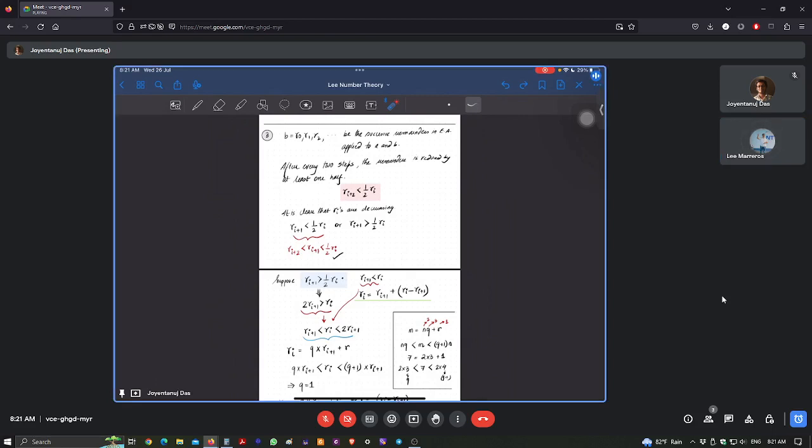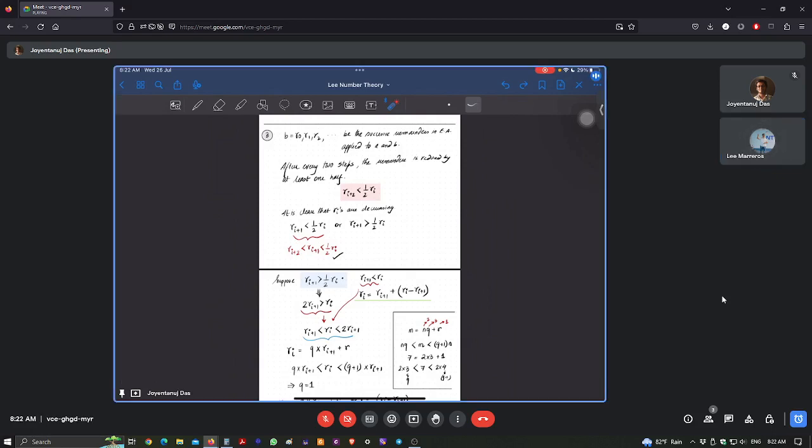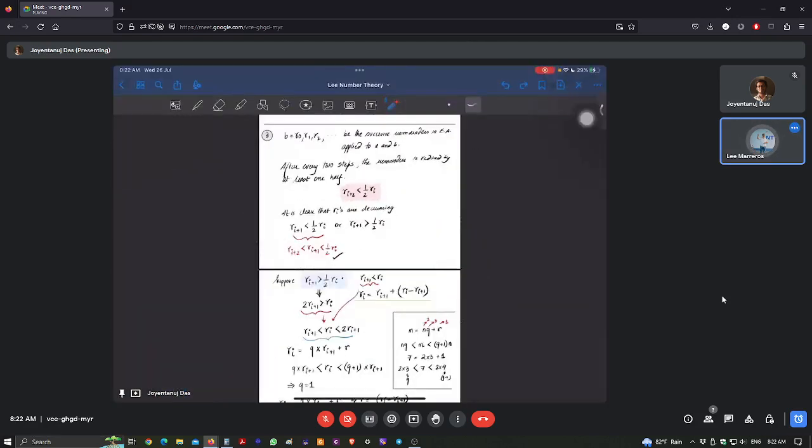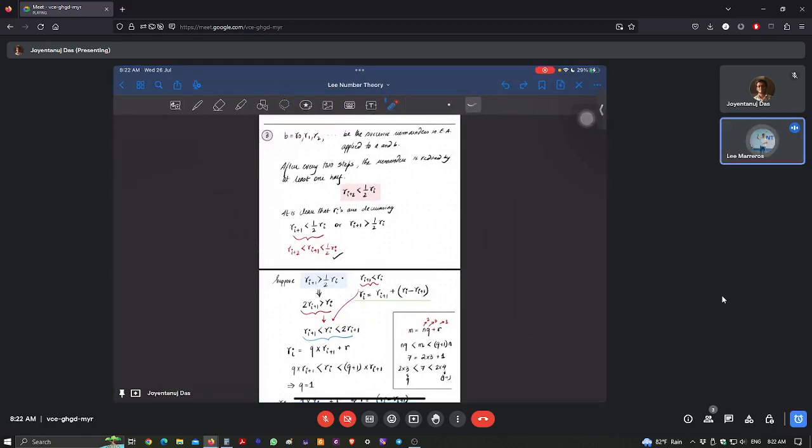Because the relation you have to show is between Ri plus 2 and Ri, but what I'm assuming is between Ri plus 1 and Ri. So there is no contradiction. Either of these 2 cases can happen, and I proved it for both of them individually. Oh, okay, so it's not a contradiction. Yes, both are possible, and I proved it for both of them. Okay.